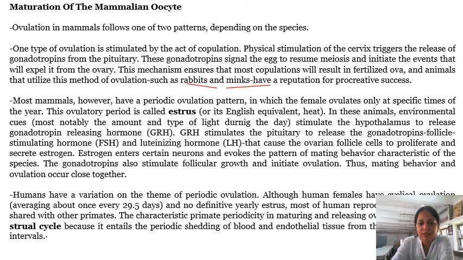Estrogen enters certain neurons and evokes the pattern of mating behavior characteristic of the species. The gonadotrophins also stimulate follicular growth and initiate ovulation. Thus, mating behavior and ovulation occur close together. But in humans, we have a variation. As you know, humans also have a periodic cycle, but that cycle is not regulated by daylight. We have a periodic cycle which is termed the menstrual cycle, and it entails the periodic shedding of blood and endothelial tissue from the lining of the uterus.